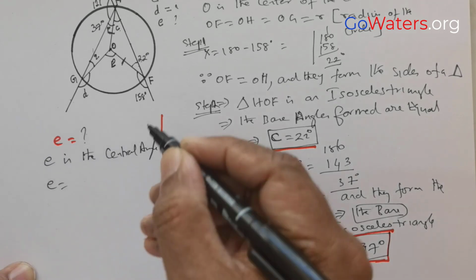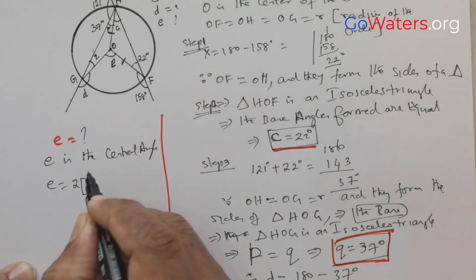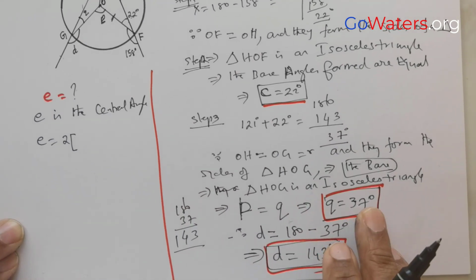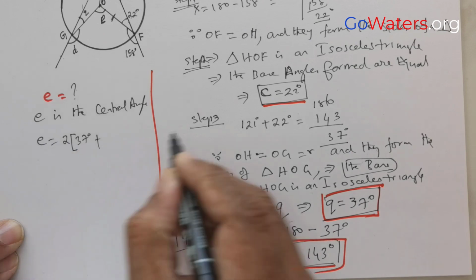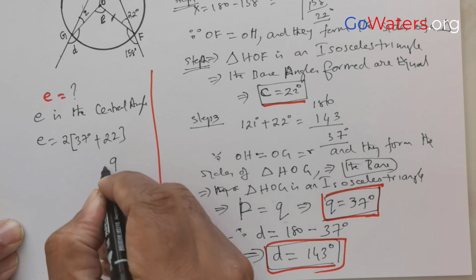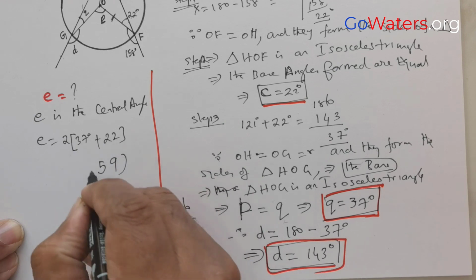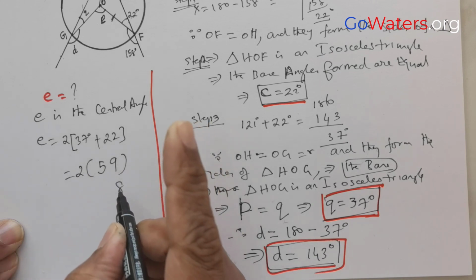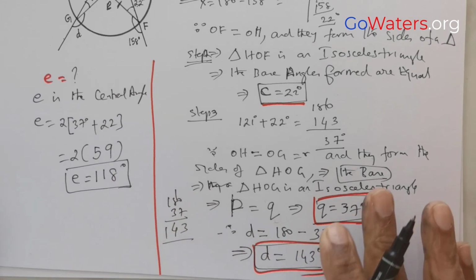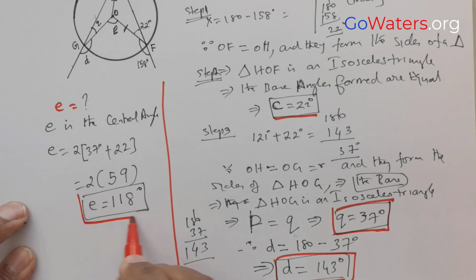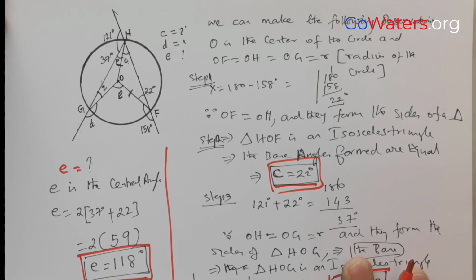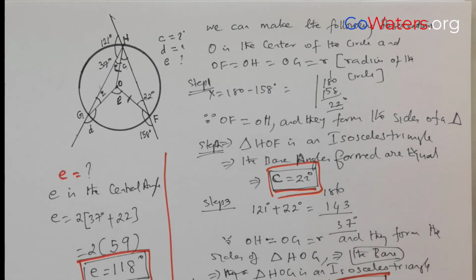So that would mean E is equal to 2 times this angle P. I have got the value of P to be 37 degrees, and the value of C to be 22 degrees. So you add them, you get 59. You multiply by 2: 9 twos are 18, 5 twos are 10, plus 1 is 11. So 118 degrees is the value of E, right? We can make a box here. So we have got all these values which are required in the question. So we'll move on to the next one.